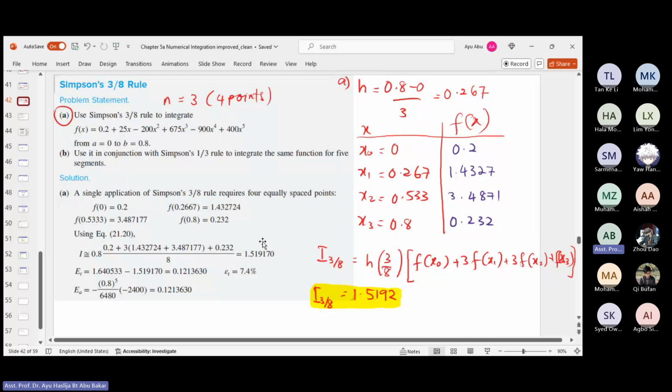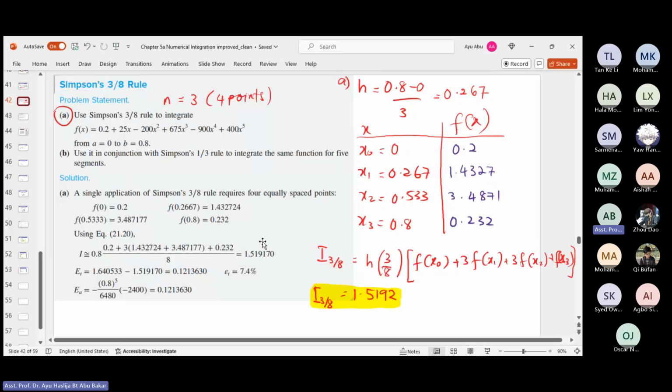Okay, now this is what we had done earlier in our class yesterday. We had done Simpson 1/3 and Simpson 3/8. Yesterday we practiced on Simpson 3/8. Now I would like to continue for part B, which is a combination of Simpson's 1/3 and Simpson 3/8. It asks you to use it in conjunction with Simpson's 1/3 rule to integrate the same function for 5 segments.